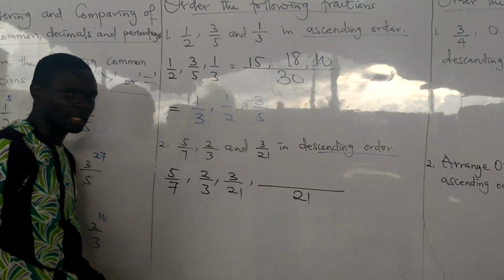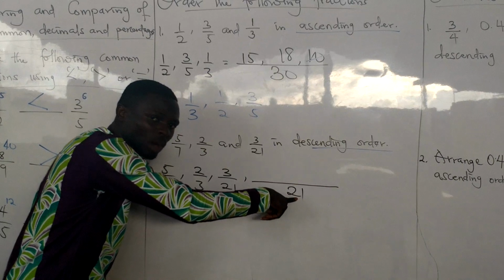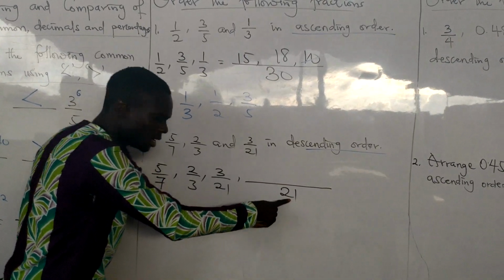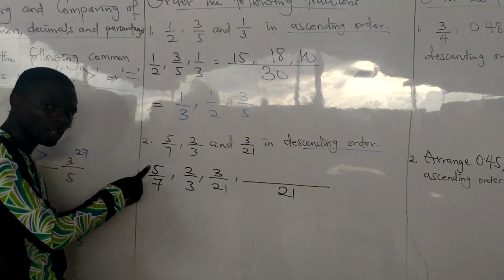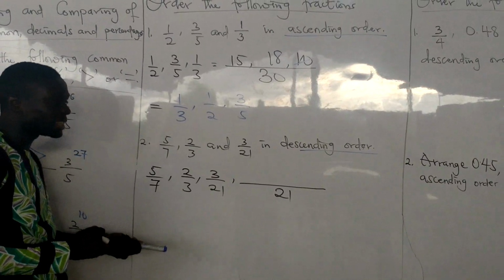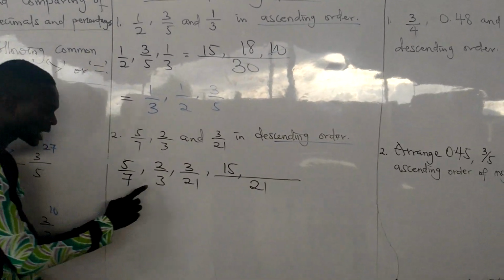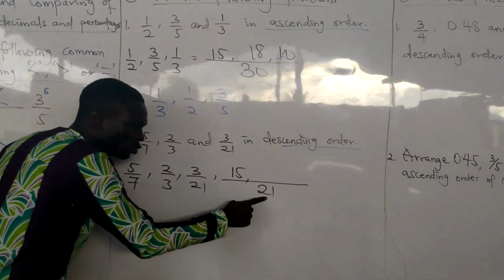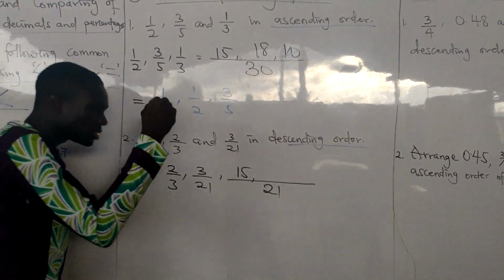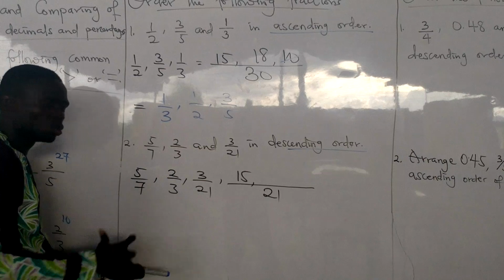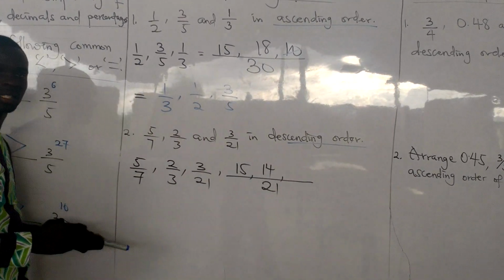So we are going to ask ourselves, 7 will go into the LCM, which is 21, how many times? 3 times. Then you use the 3 to multiply the number on 7, which is 5, and 3 times 5 is 15. Then you come to the 3. 3 will go into 21 how many times? 7 times. 7 multiplying 2 will give us 14.